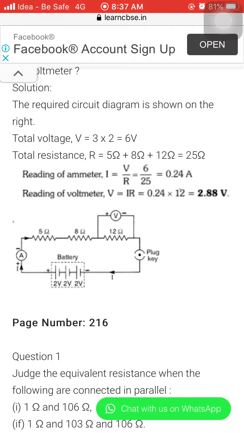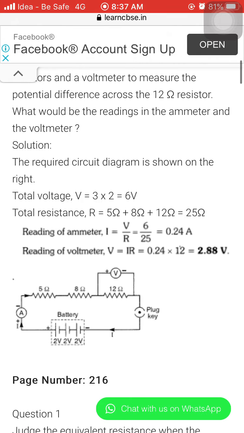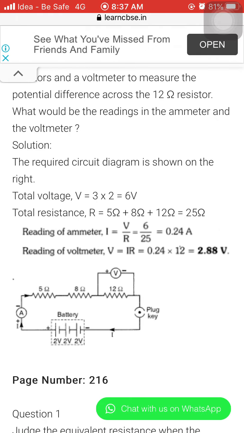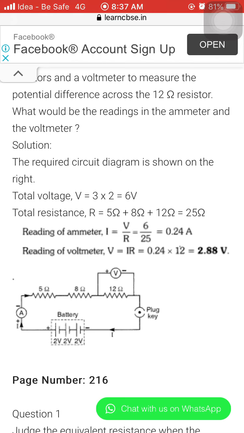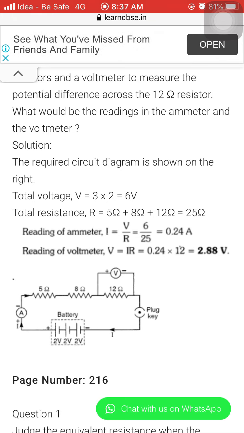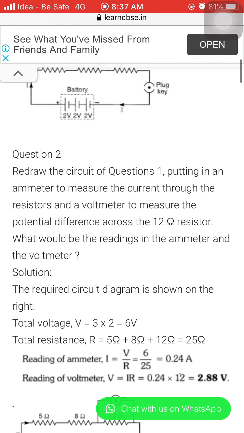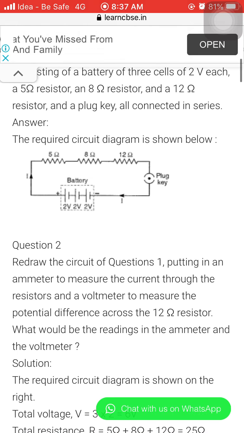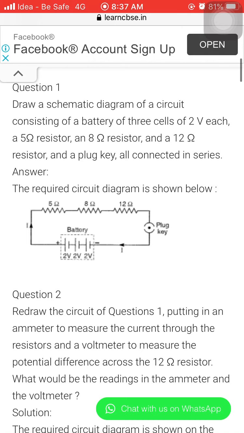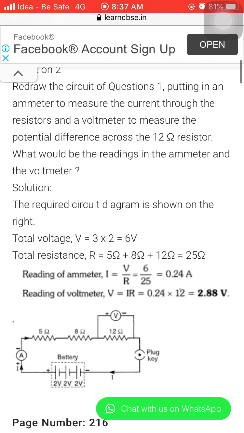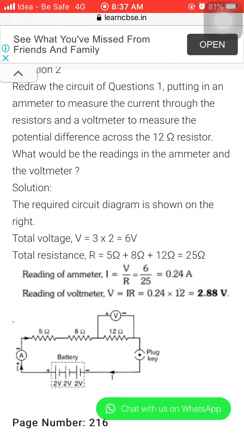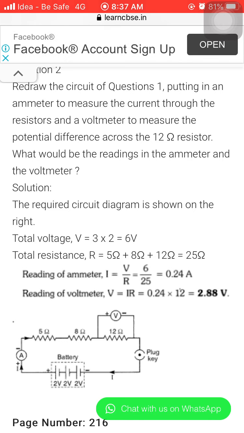Yes. So first you can find out the total resistance. In series, you have to add up all of these. Simply add 5 plus 8 plus 12, totally it comes out to be 25 ohms. Total resistance is 25 ohms. The voltage is 6 volts, because the battery is composed of 3 cells of 2 volts each, so adding up, it becomes 6 volts. Potential difference is 6 volts. You now know the resistance, so you can find the current.